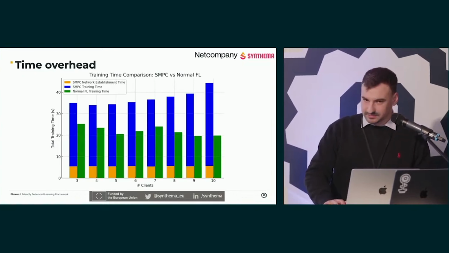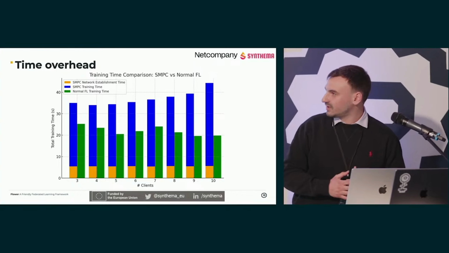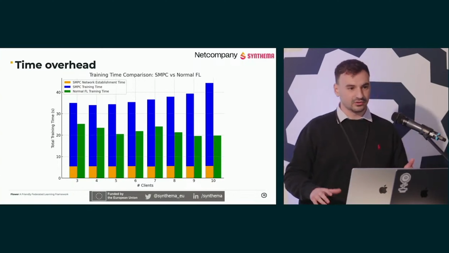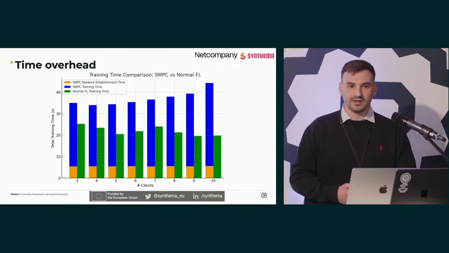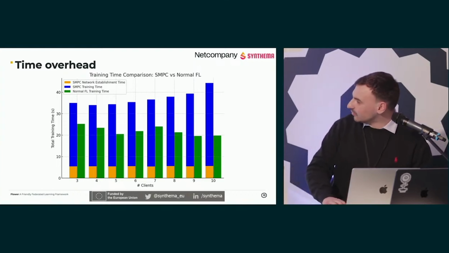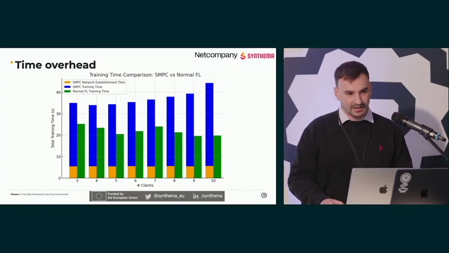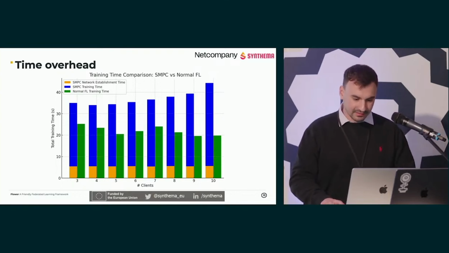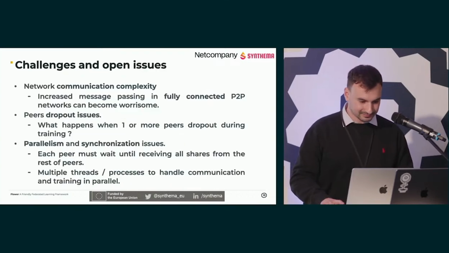So we did a bit of experimentation on the MNIST dataset. You see that the training time using the SMPC protocol is significantly larger, especially as we increase the number of clients. This is because the peer-to-peer network is actually a fully connected graph, so by increasing its size by 1, we have to maintain n-1 connections. The yellow area is the amount of time taken at the beginning to establish the peer-to-peer network between the clients. So we do expect, based on math, that the SMPC training time will increase exponentially as we increase the clients.